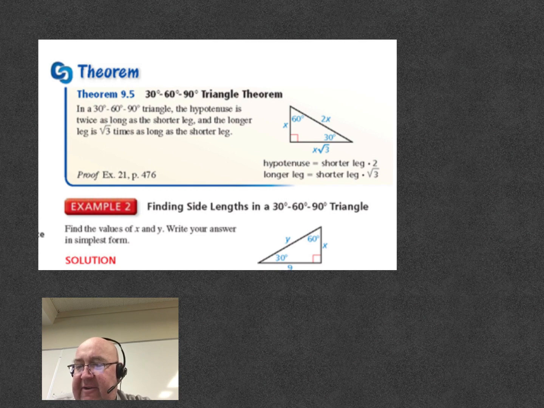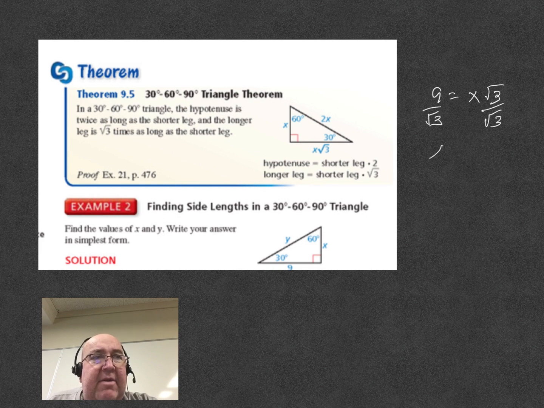So first off, we're going to have 9 is equal to x square root 3. So what we're going to do is divide by the square root of 3, divide by the square root of 3, and we get right now x is equal to 9 over square root 3.